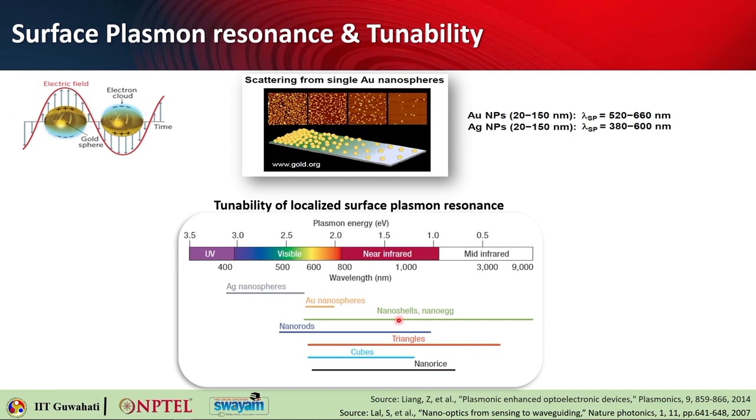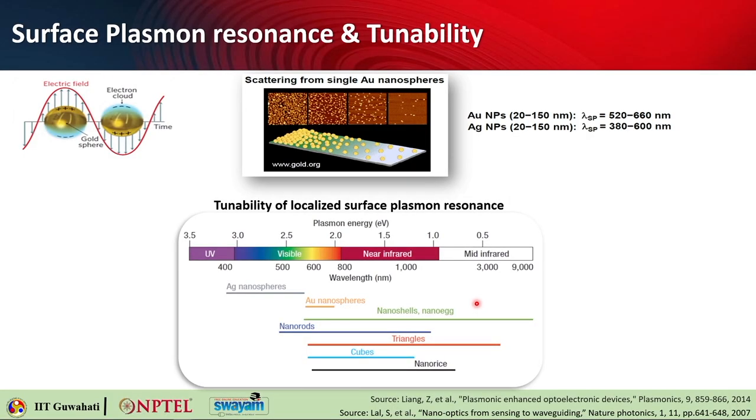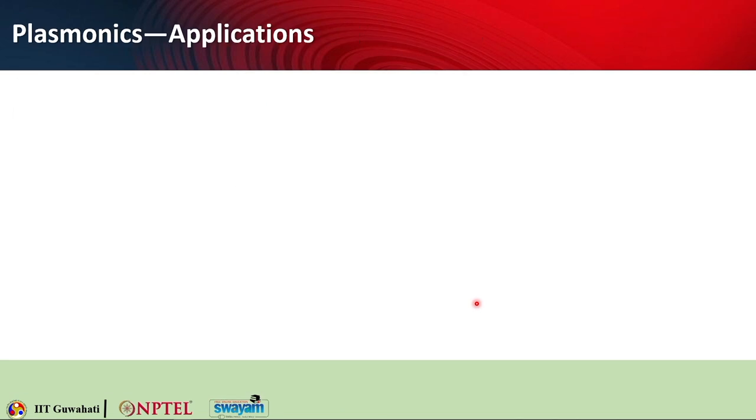But if you choose nanoshells or nano eggs, which are ellipsoid kind of structures, you get a very wide tunability, starting from visible to mid infrared. Similarly, you can choose nanorods, which are like nano cylinders, triangles, cubes, nanorice, all different shapes. So you are able to change the surface plasmon resonance over a wide frequency range. But as you can see, everything is within UV, visible and infrared. And why is it important?